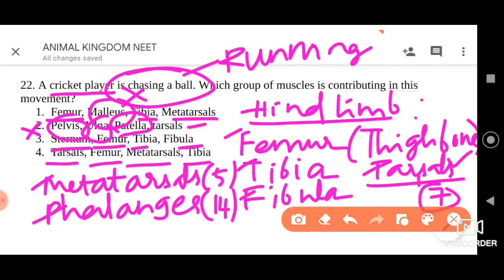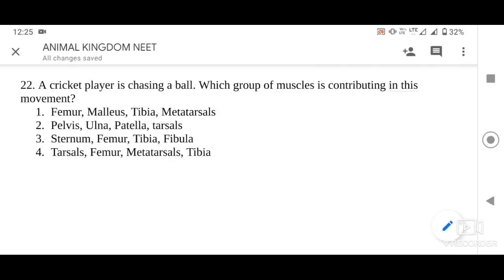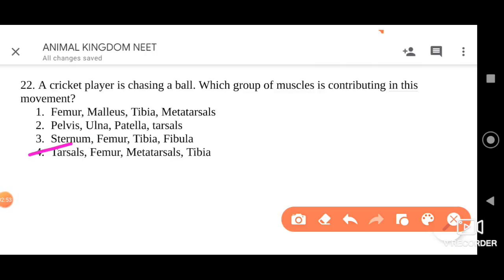So considering all the given 4 options, the right option we can go for is option 4, tarsals, femur, metatarsals and tibia.